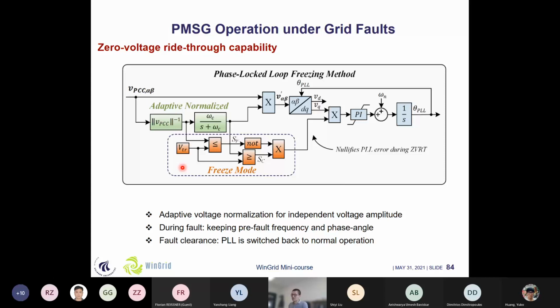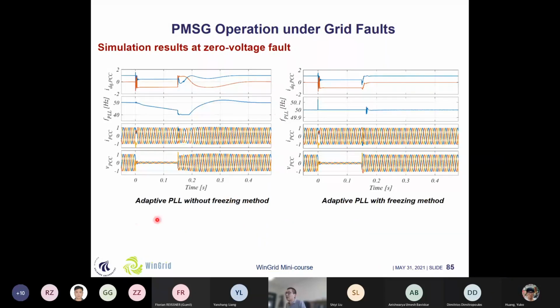by using this threshold voltage information. And here we can do a comparison of this zero voltage ride through operation in case of having this freezing method or without this freezing method. So here we could see that in case of this zero voltage ride through, if we don't use this freezing method, then we can see that the frequency of this grid cannot be acquired anymore. So it will cause some unstable operations of this system.